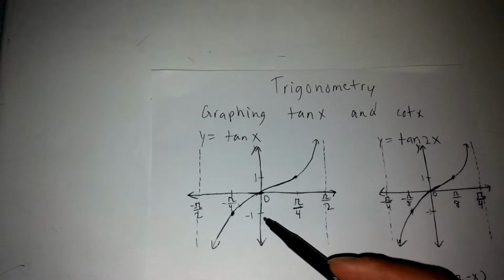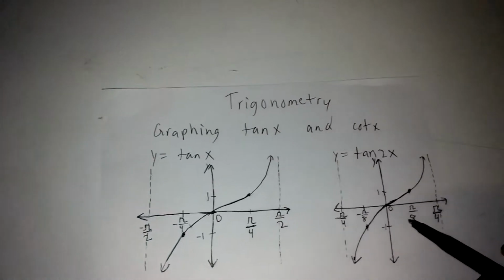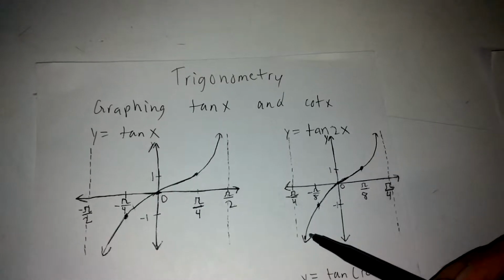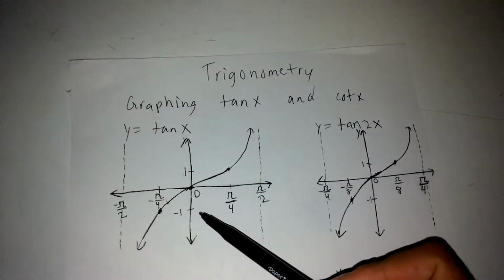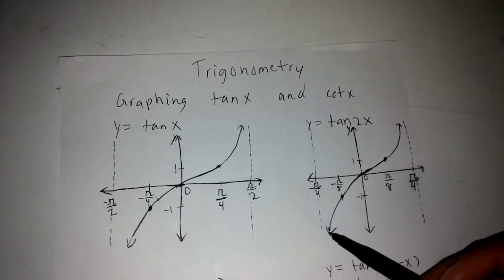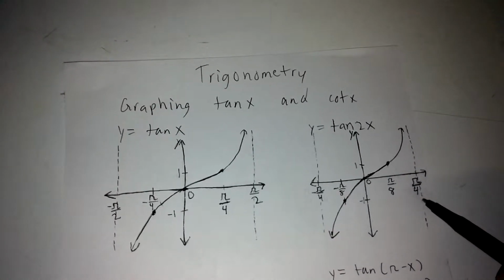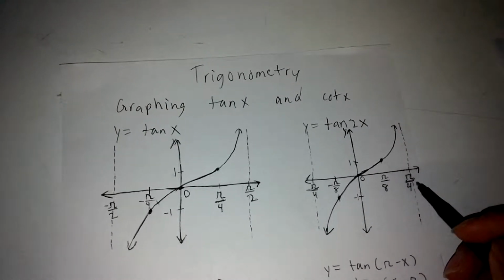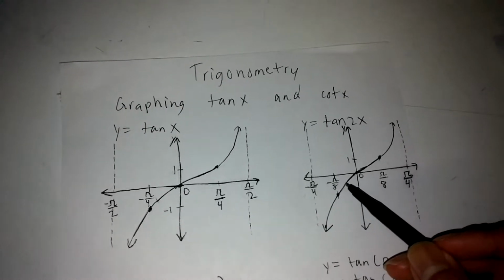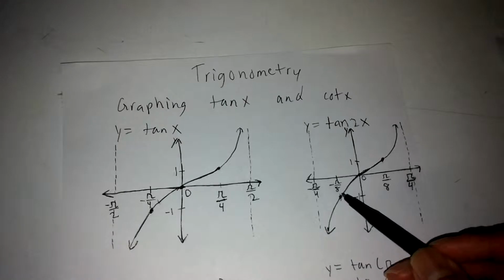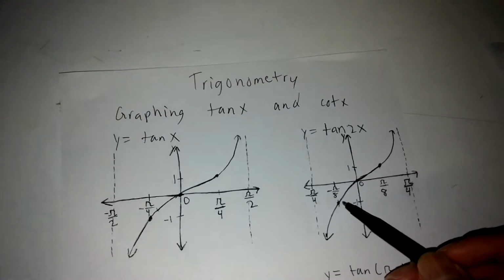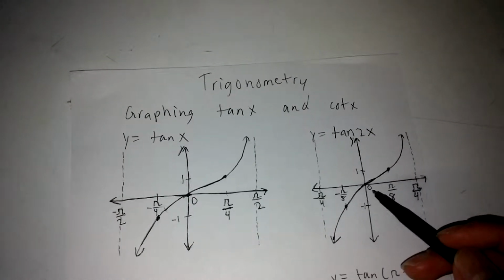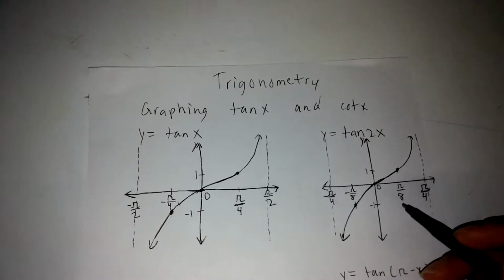Now we're gonna move on to another graph. This time it's y equals tangent 2x. As you can see, it's basically the same graph as the basic graph of tangent x. Now, instead of negative pi over 2 to pi over 2, it's been compressed to half. So it's negative pi over 4 to pi over 4. As you can see, also, negative 1 becomes negative pi over 8, 1 becomes pi over 8, and it's still 0. Tangent of 2 times 0 is still 0.